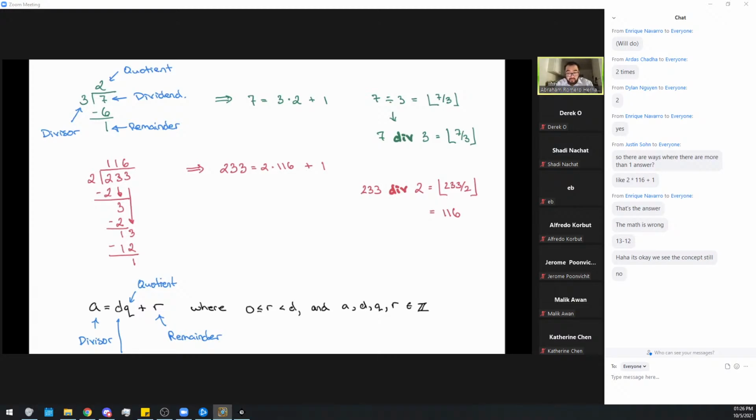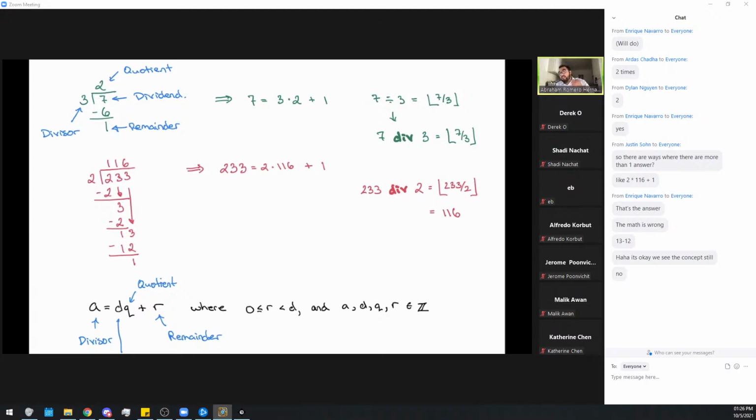Even if it goes evenly, 20 divided by 5, that's 4. Well, the floor function of 4 is still 4, because we want the number that's less than or equal to 4, and that number is 4. There's nothing else that's less than or equal to 4. And it has to be 4.